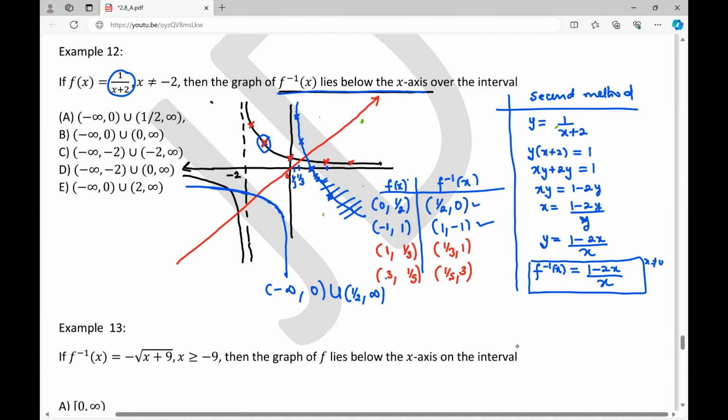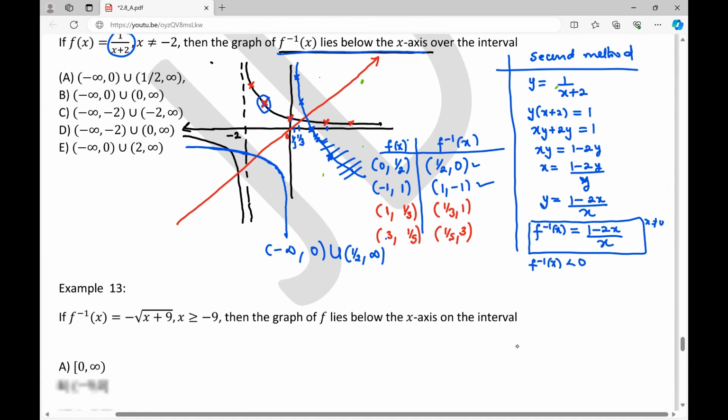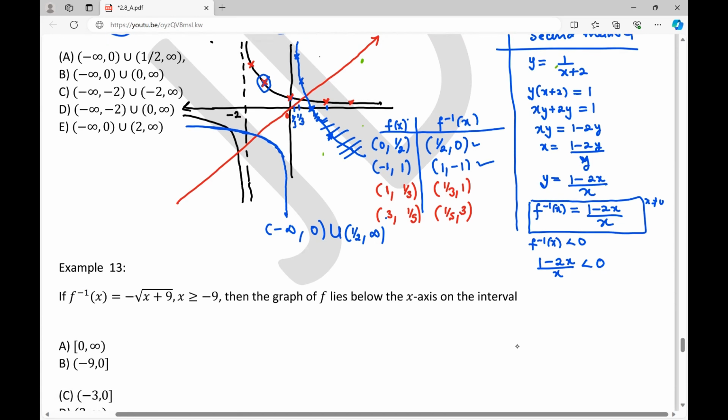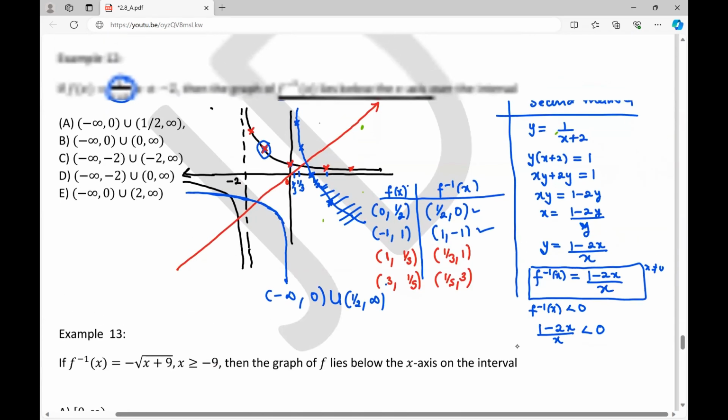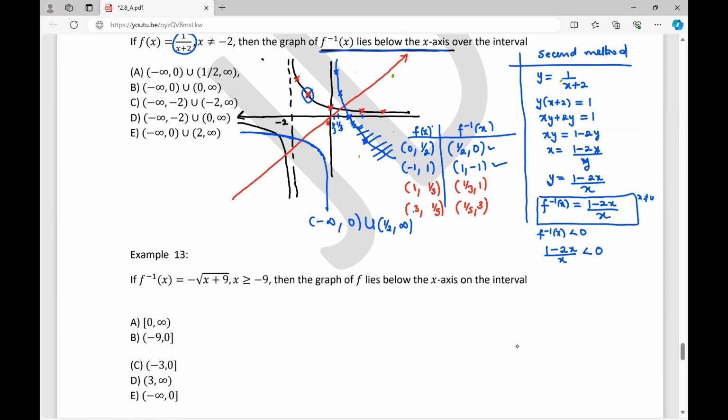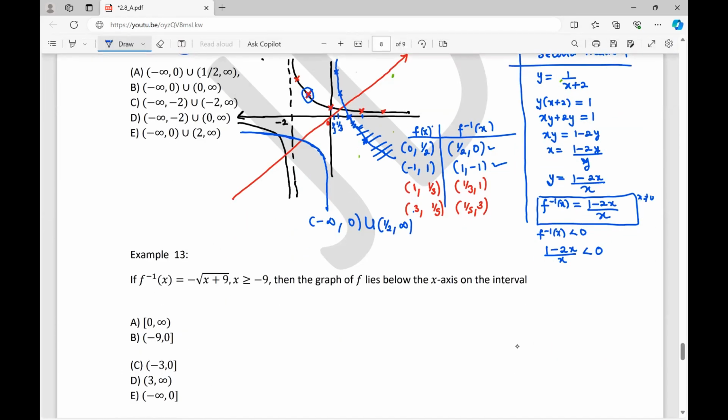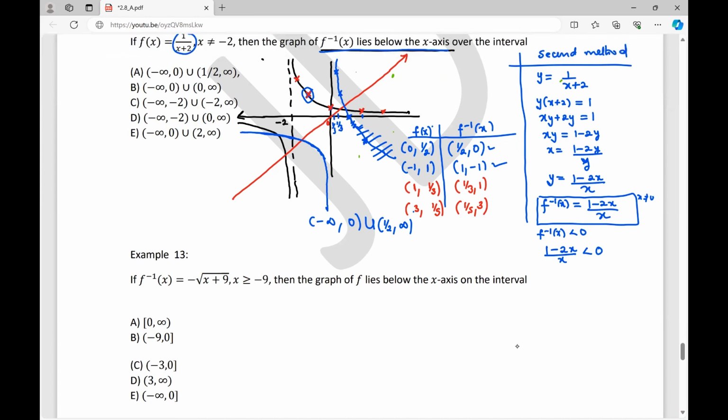But we want f inverse to be below the x-axis, so it means we want f inverse of x to be less than 0. So what do we need to do? We just need to set this to be less than 0. So we want 1 minus 2x over x to be less than 0. So this is nonlinear, or we call it a rational inequality, right? So how do you solve a rational inequality? You just need to do the sign test.